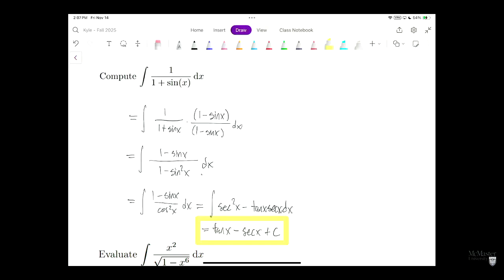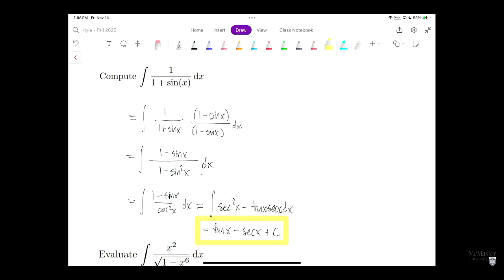What questions do we have? What questions do we have? Sorry? What did you say? Nothing? Okay. Yes? From the second last step to the last step, we just used our antiderivative formulas. It's the same thing as we knew from before, the derivative of tan x is secant squared, etc.